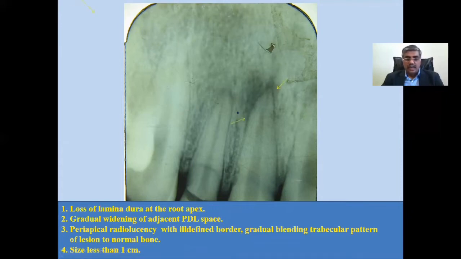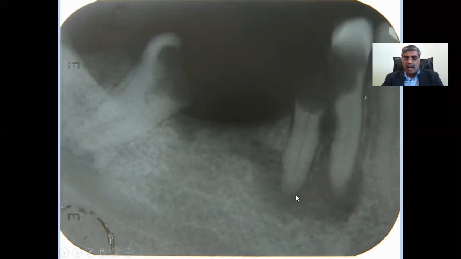So the size criteria is very important. Usually it will be less than 1 centimeter. Another radiograph showing a gross decay in the mandibular first molar, and there is a huge periapical radiolucency with ill-defined border, and the tooth was asymptomatic. It's a chronic infection, and there is an irregular radiolucency in the periapical area, suggestive of a chronic periapical abscess.